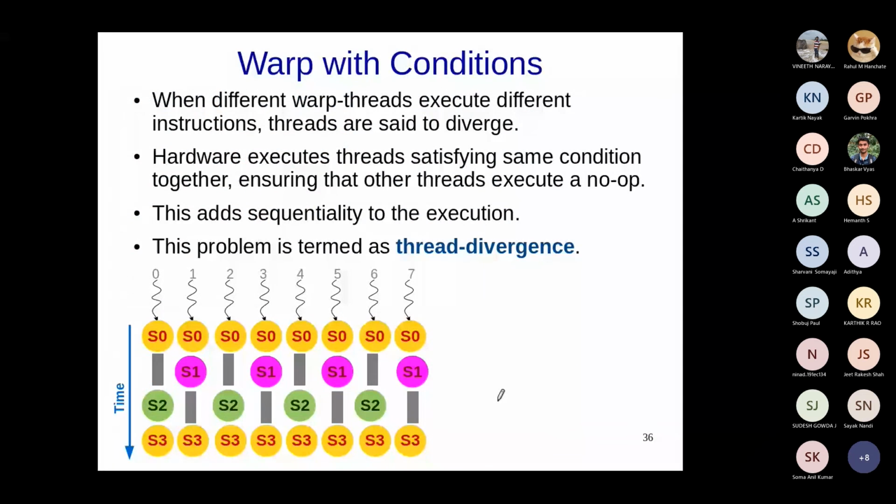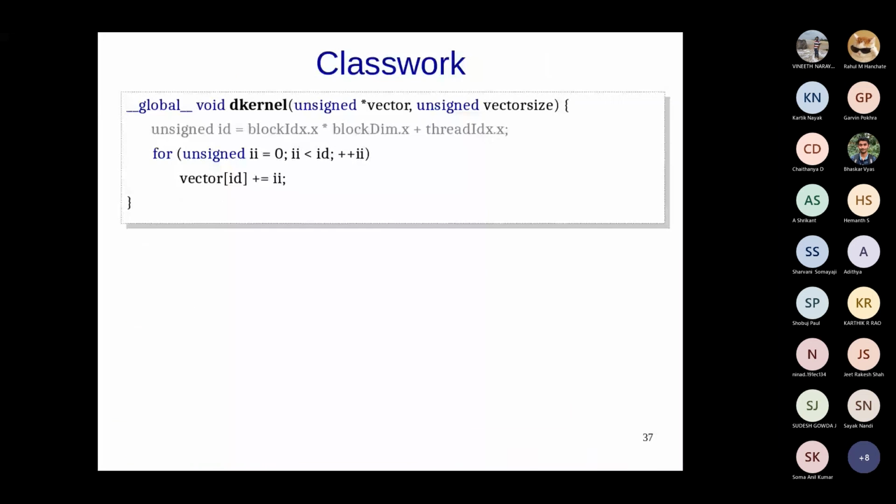This problem is called thread divergence, because it adds sequentiality to the execution. Earlier, this would have been completely parallel. You could have finished it in one unit of time. Now you are going to require two. Therefore, there is a sequentiality across S1 and S2. And therefore, this thread divergence is going to reduce the amount of parallelism and reduce your performance on the GPUs. One question I have for you is: if I have this code, does this code diverge? Any suggestions? If yes, why? If no, why not?